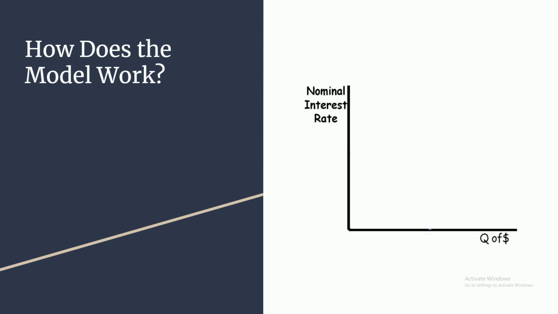How does the model work? To start, there are two axes, the y-axis, which is labeled nominal interest rate, and the x-axis, which is labeled Q, or quantity of money. The nominal interest rate indicates the interest rate the banks are willing to give to the lender before accounting for inflation, which is basically anybody who puts money into their bank account. The quantity of money indicates the amount of money in circulation within the economy.